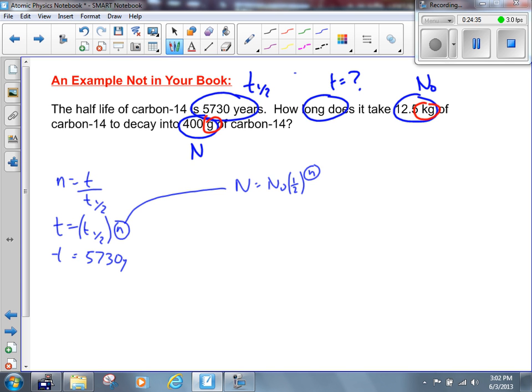Let's do it the other way first. Then we'll go back and solve it using logarithms. After 0 half-lives, how much do I have left? 12.5 kilograms, right? After one half-life, I have 6.25 kilograms left. After two half-lives, I have 3.125 kilograms left. We keep dividing by 2 because half of it keeps disappearing within each half-life.